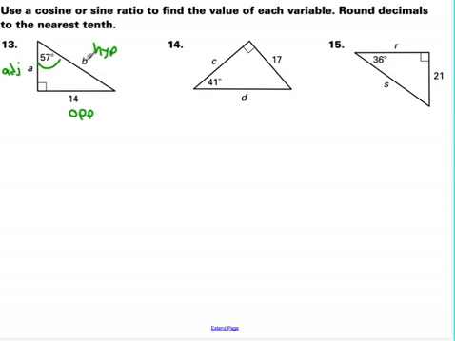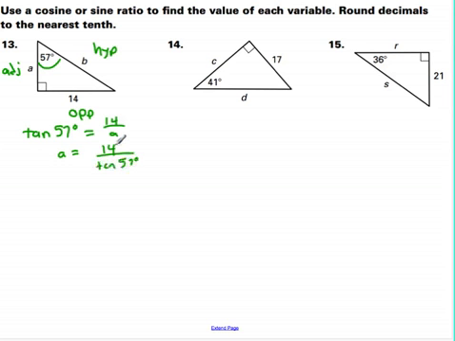If I just ignore B for just a little while, I just look at A. If I'm looking for A, and I have 14, that means I have the adjacent and the opposite side. So with adjacent and opposite, I have to use TOA. So that's tangent of 57 degrees equals the opposite over the adjacent, which is just A. I'll cross multiply and divide, and I'll have A equals 14 divided by the tangent of 57 degrees.